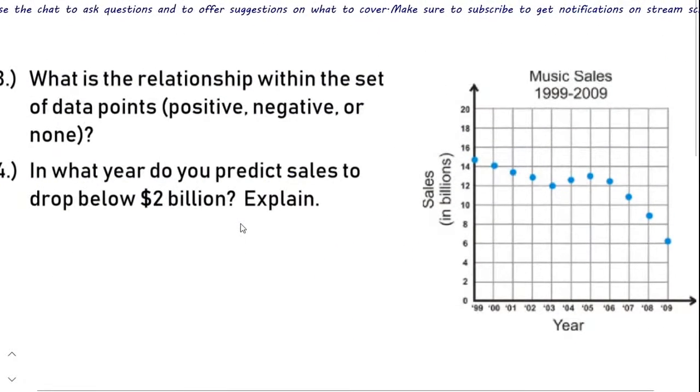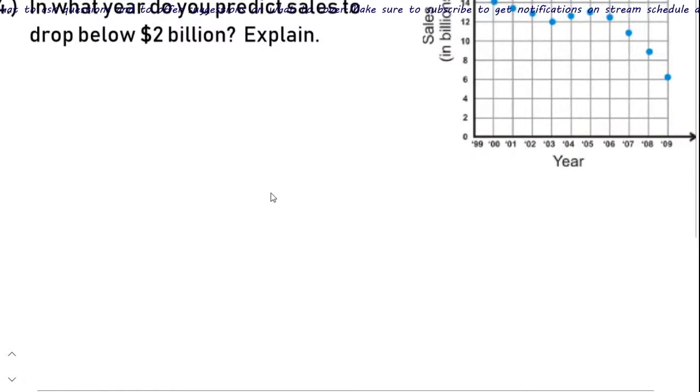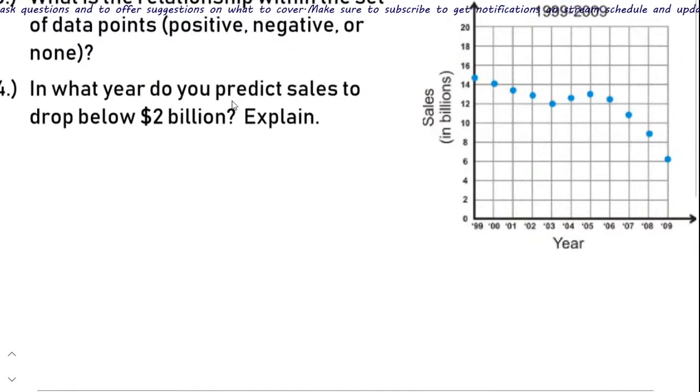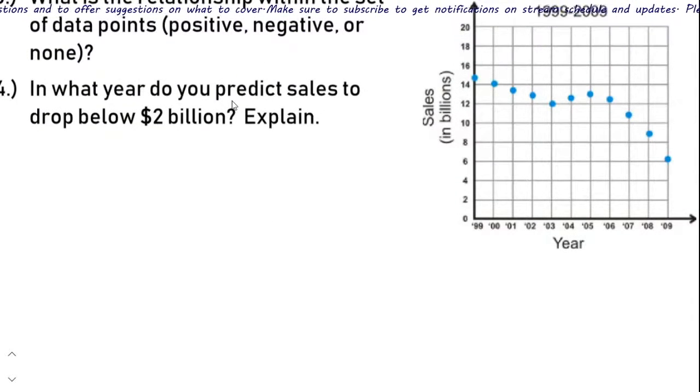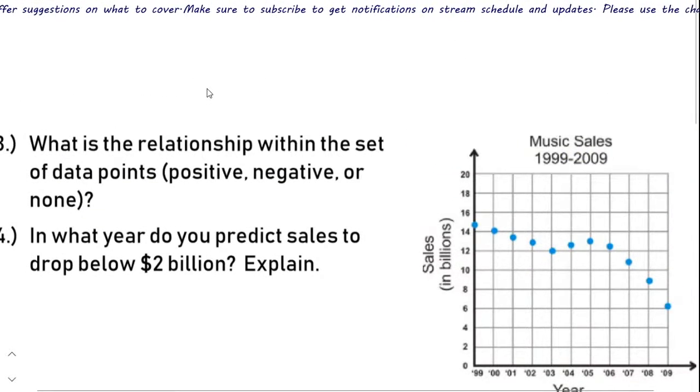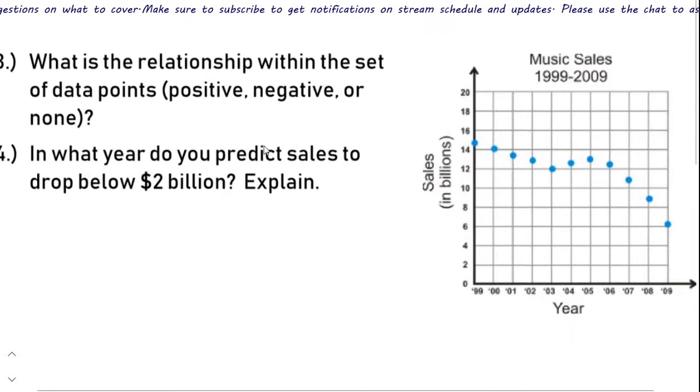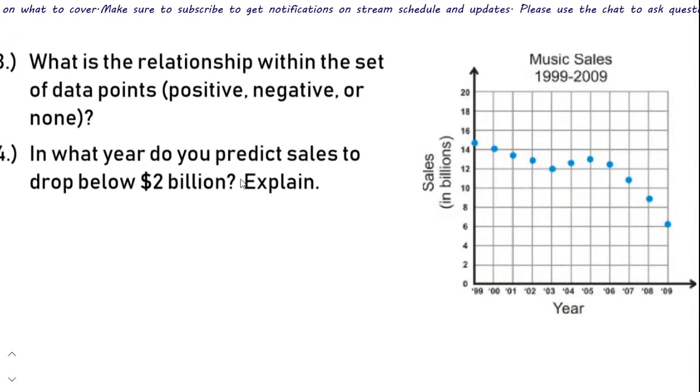Next one. So this is asking, what is the relationship? Let me scoot this up just a little bit. Is it better? Yeah, it's better. Okay, so what is the relationship within the set of data points? Is it positive, negative, or none? So we kind of have what type of trend.